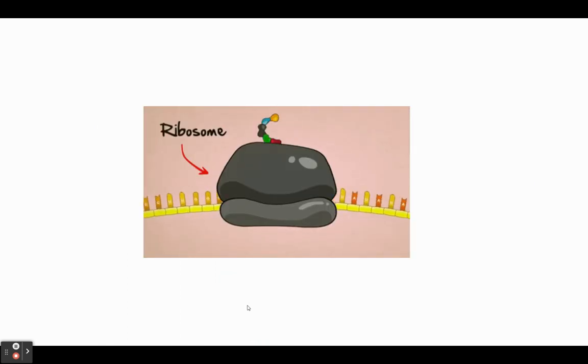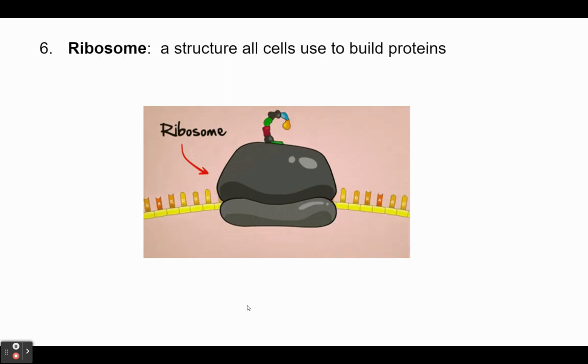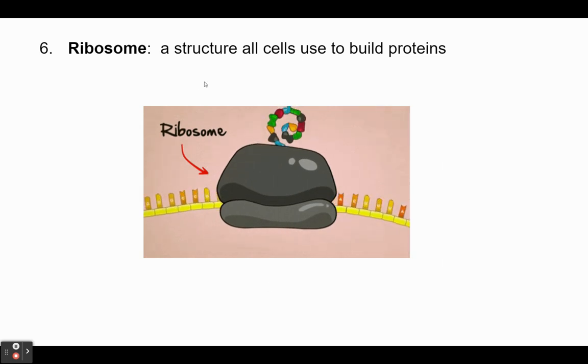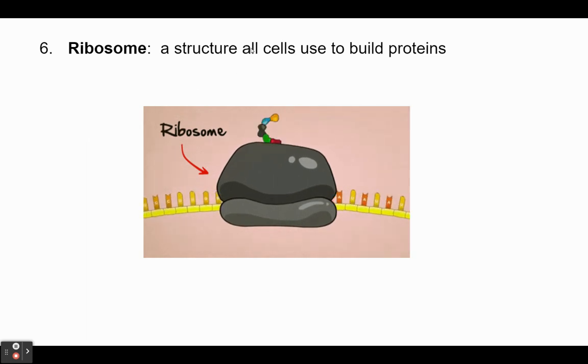Our sixth structure, you can see an image of it here, is the ribosome. The ribosome is a structure that all cells use to build protein. So this is not an organelle. All cells have them. And you can see it here actually scanning down an RNA strand and building a protein. This process, protein synthesis, is something that we'll learn about in the next couple of weeks.